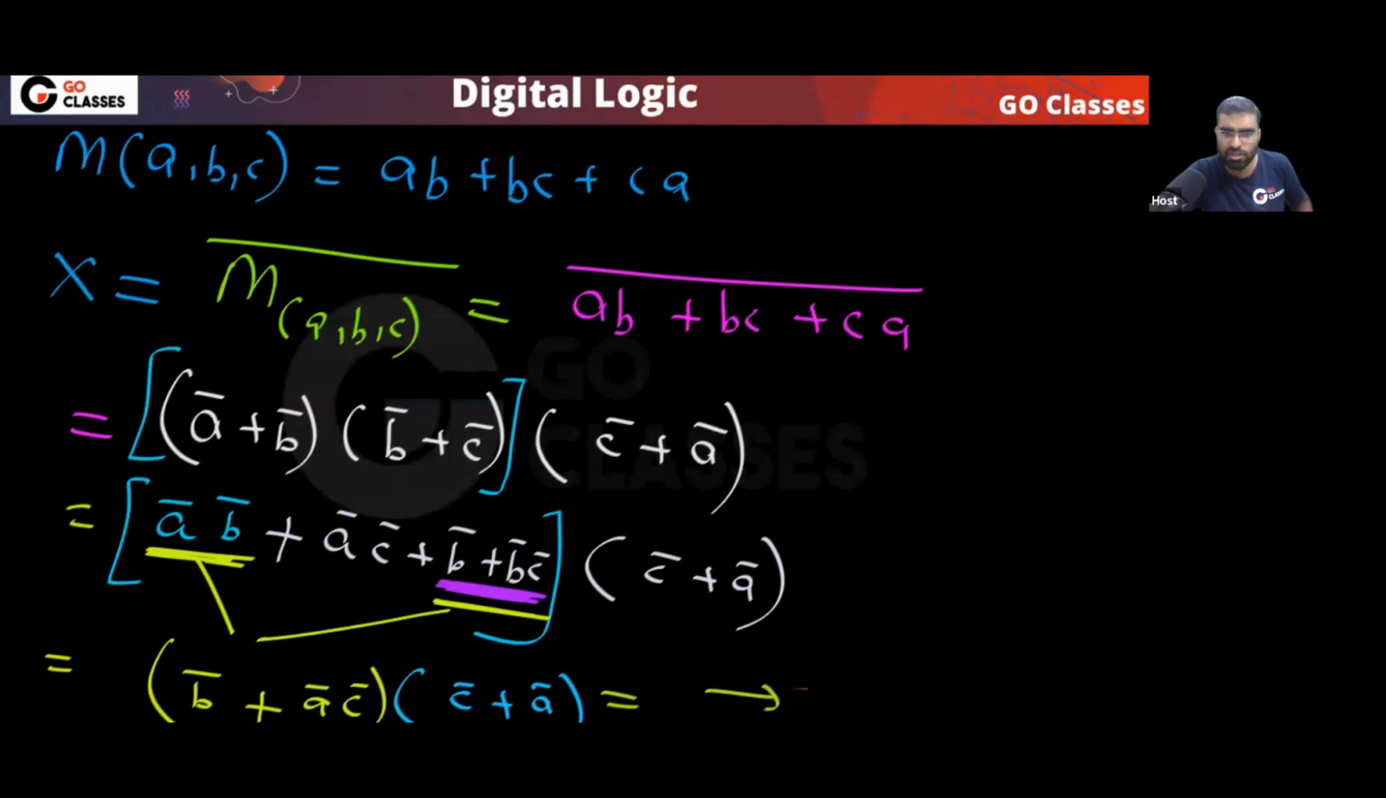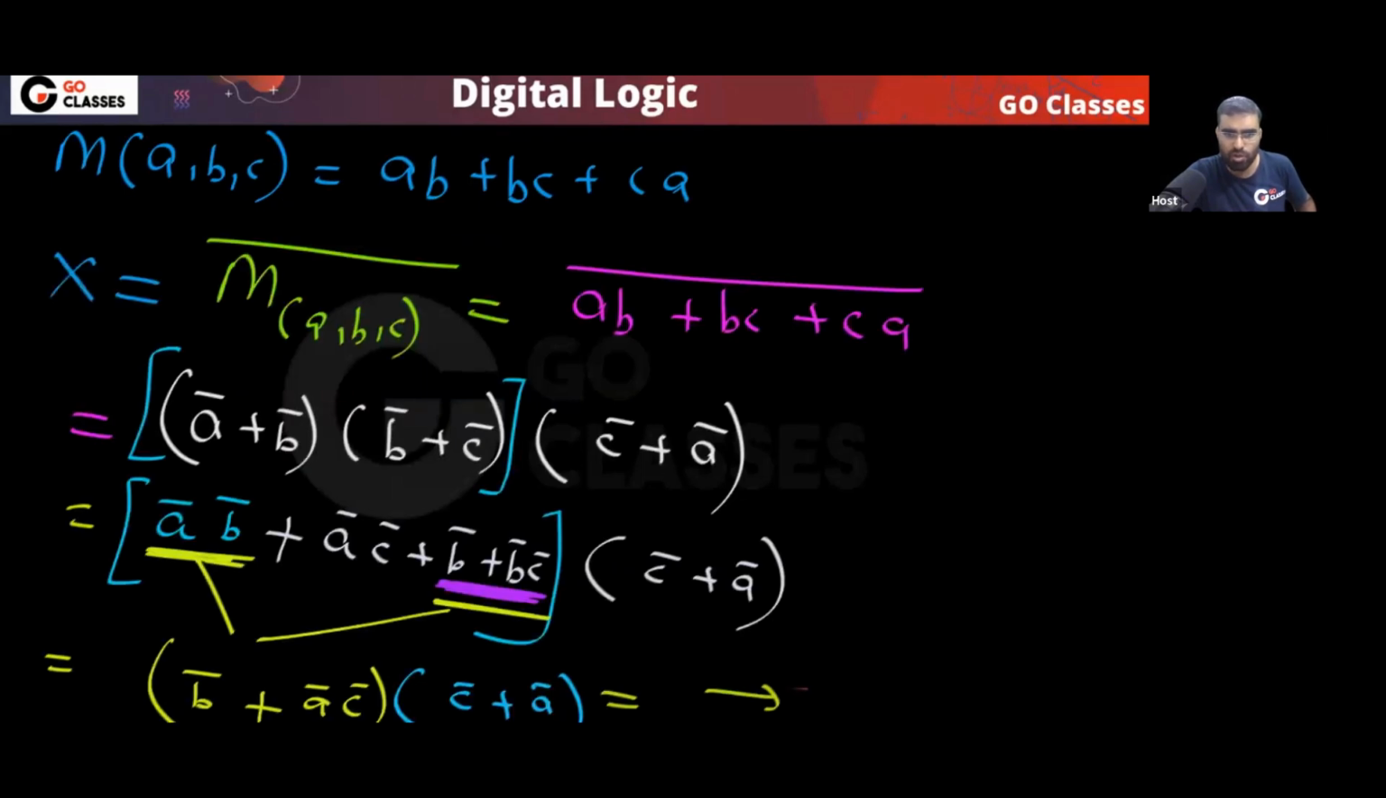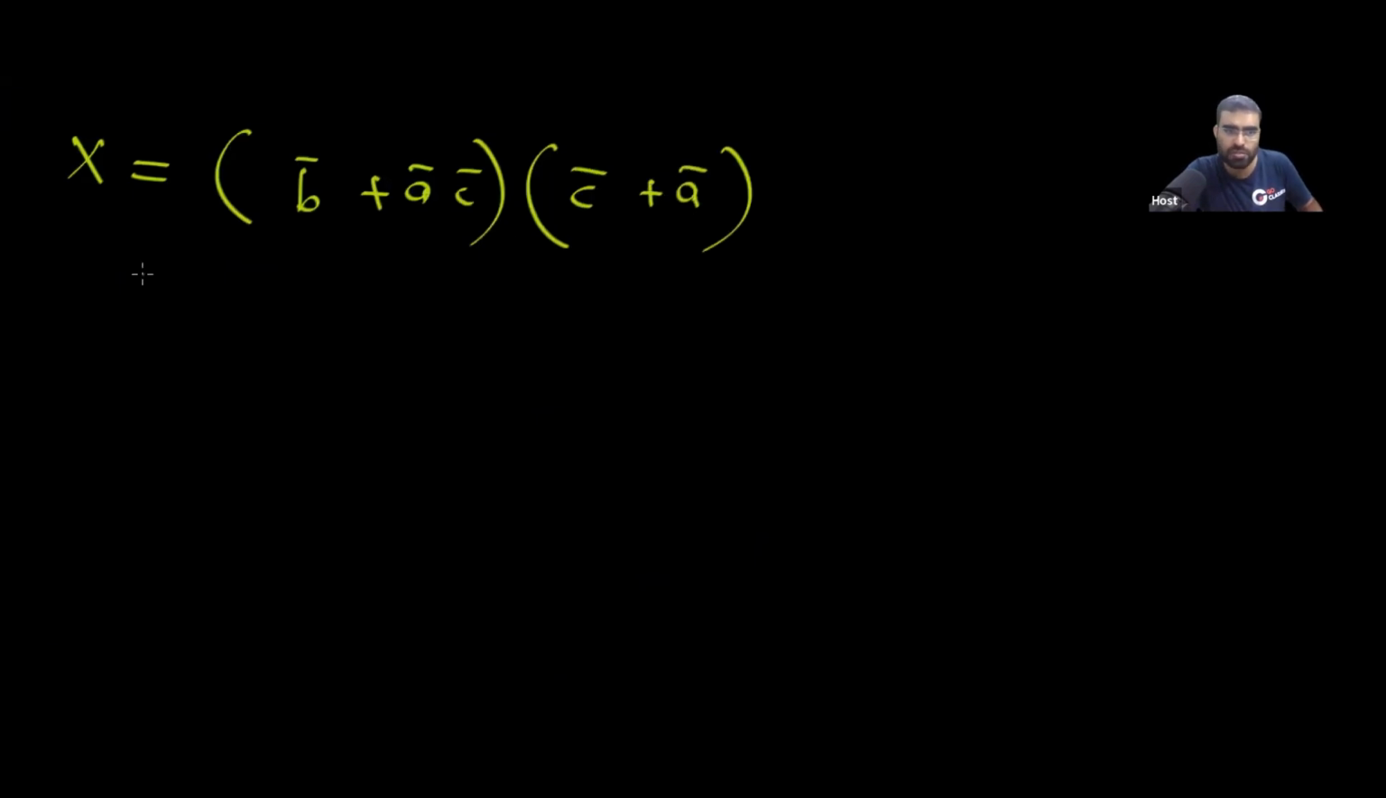So let's continue this on the next page. So you have this equation: x is equal to B bar or A bar, C bar, multiplied with C bar or A bar. Now you just multiply again.